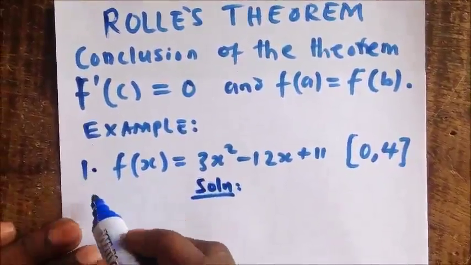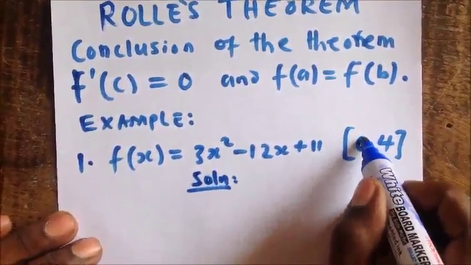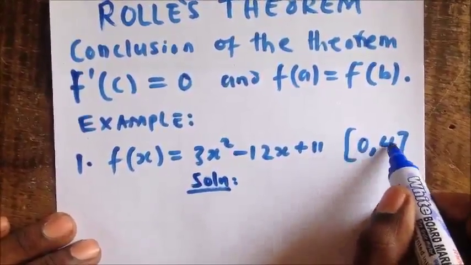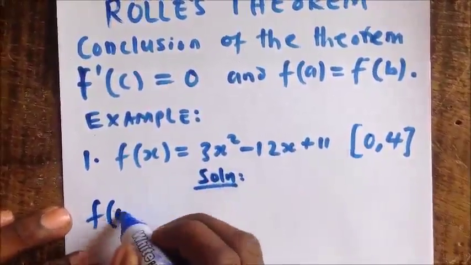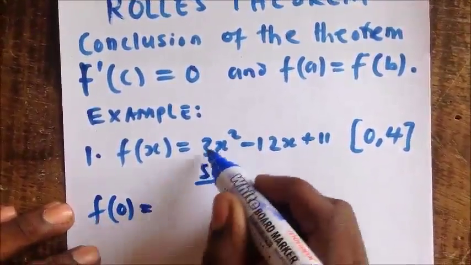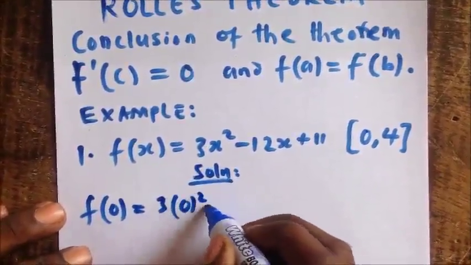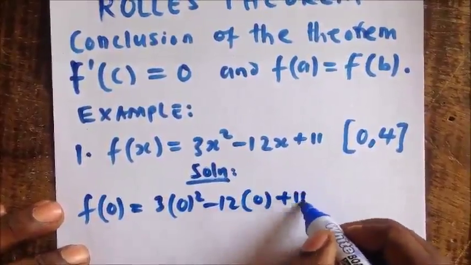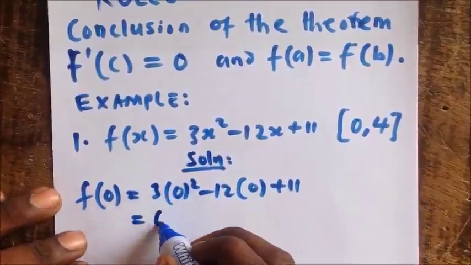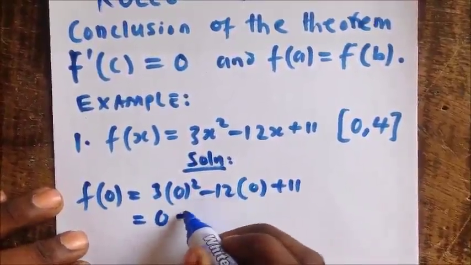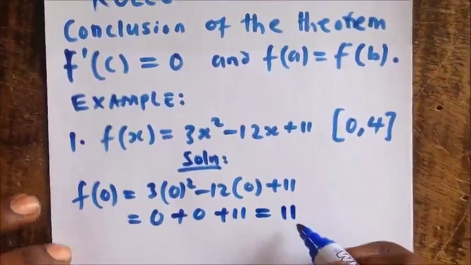So to find whether this function is continuous or not, we should test the function at a and b. This 0 is our a and 4 is our b. So we should now find f of a, and our a is 0. Then f of 0 is equal to, anywhere we have x in the function, we replace it with 0: 3 into 0 squared minus 12 into 0 plus 11, which is equal to 0 squared, 0, multiplied by 3, 0, minus 12 times 0, 0, plus 11. 0 plus 0 plus 11 is equal to 11.